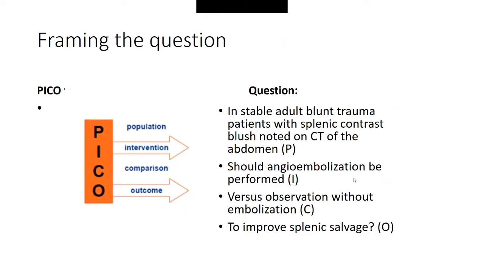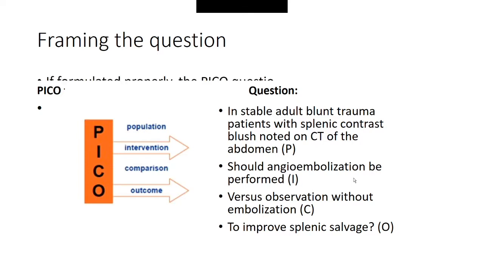So how do we frame the question? Here's an example PICO question. In stable blunt trauma patients with splenic contrast blush noted on CT of the abdomen, P, should angioembolization be performed? That's the intervention, or I, versus observation without embolization, C, to improve splenic salvage. And if I had to critique this question, I'd say we need more outcomes than we have here. But otherwise, the population is specific, the intervention is clear, and the comparator group is also clear.